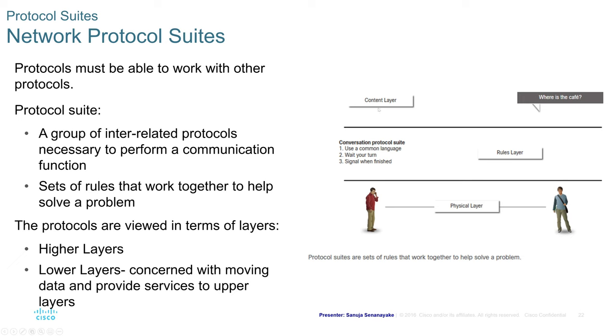Like for example, in this case we have a content layer, and there are rules and a physical layer. The content layer would be like, where is the cafe? That's the content, that's the message. And then the rules are: use a common language, wait your turn, and signal when you are finished.